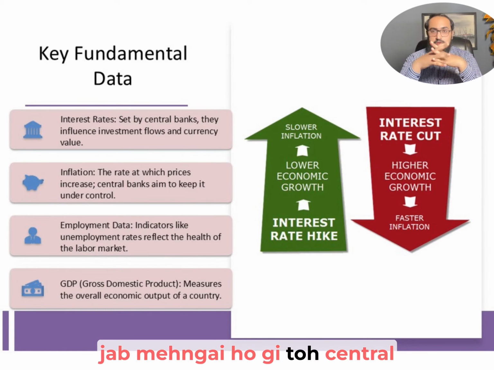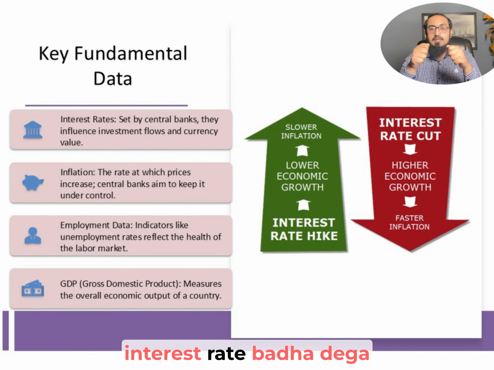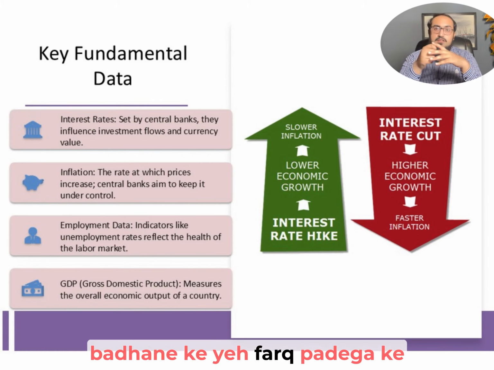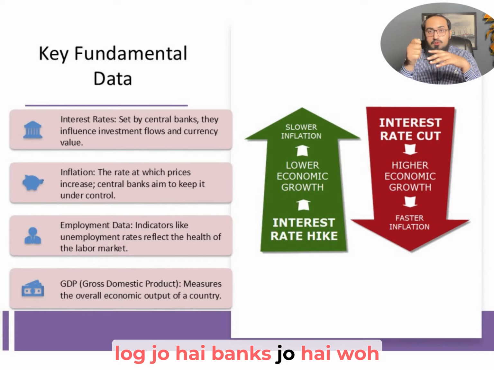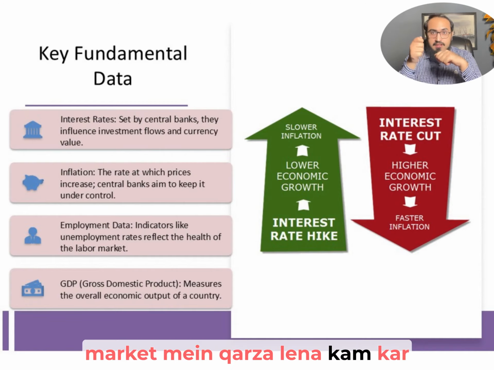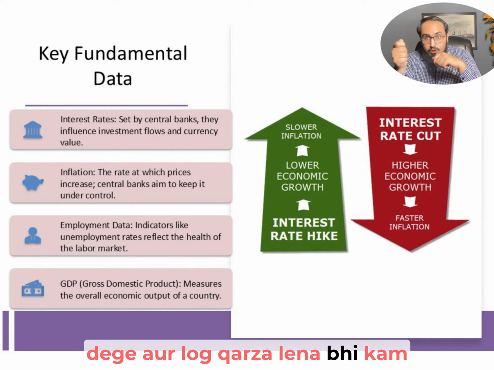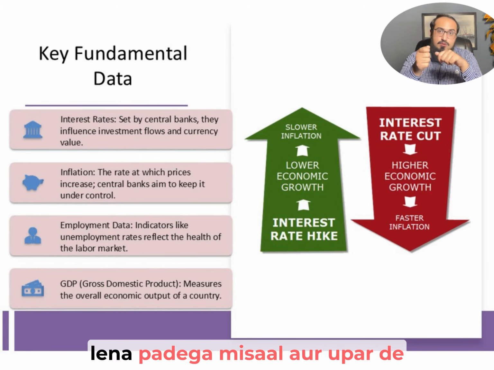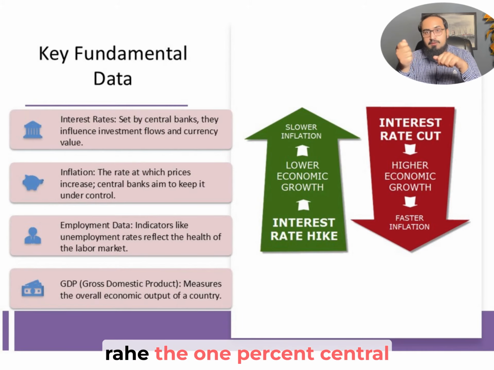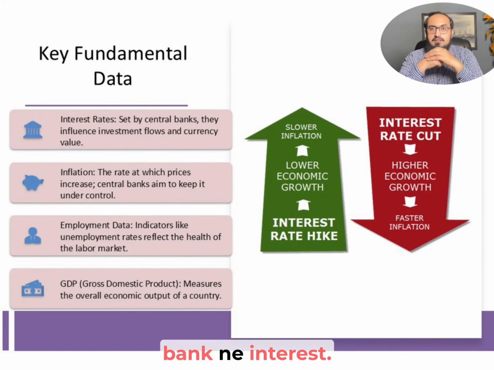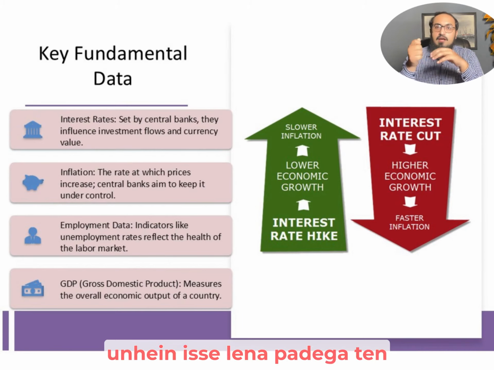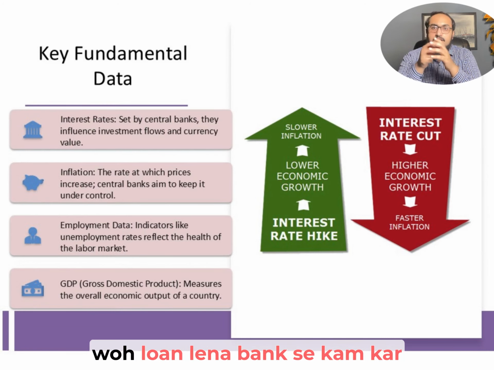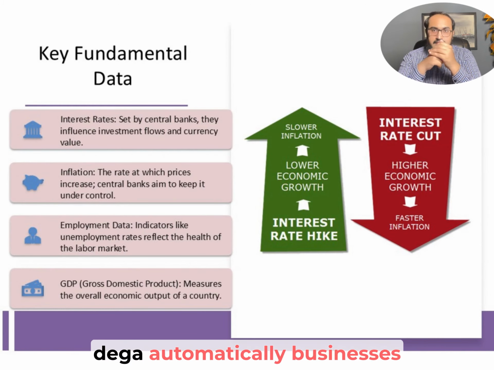When there is inflation, what will the central bank do? The central bank will increase the interest rate. What difference will increasing the interest rate make? Banks will reduce lending in the market and people will also take fewer loans. Why? When they have to pay more interest on the loan, they were taking it at 1% with a smile. The central bank increased the interest rate. Now they have to pay 10%. So what will they do? They will reduce taking loans.